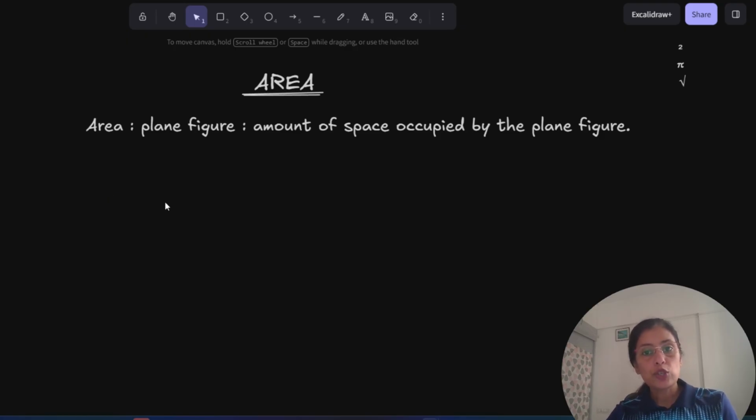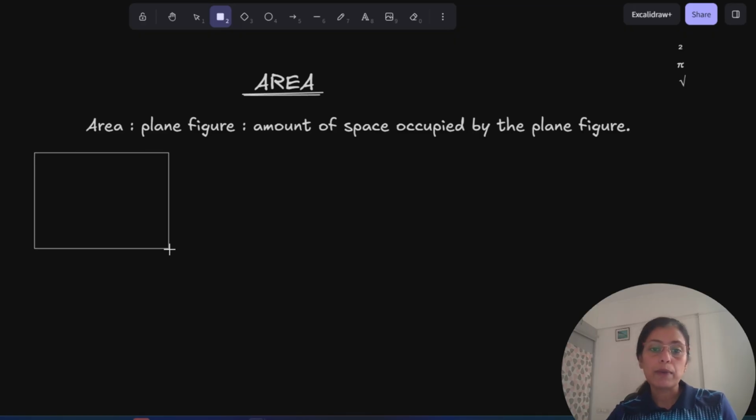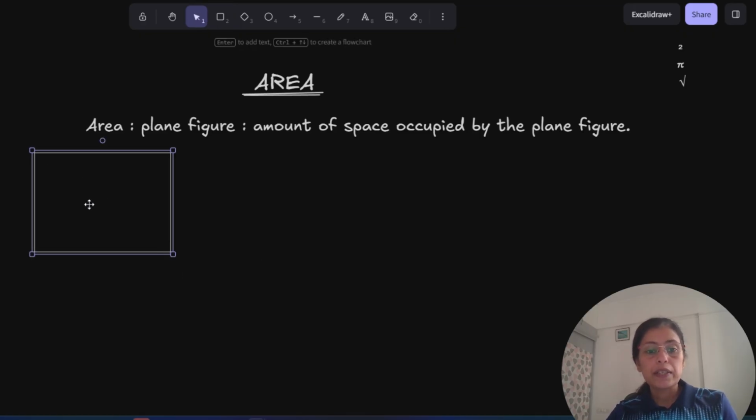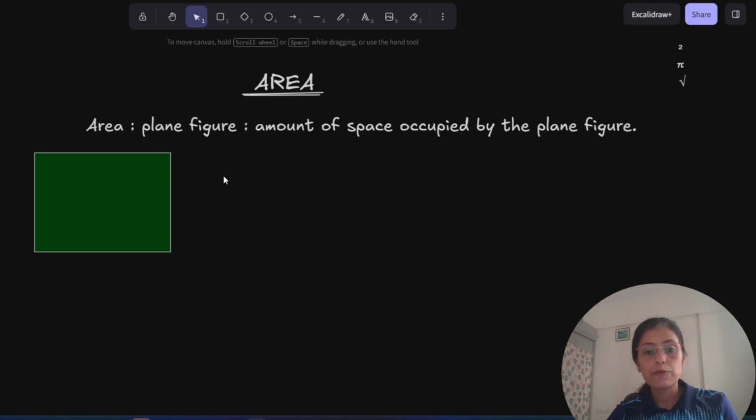For a two-dimensional figure or a figure on a plane surface, what does the concept of area mean? For a plane figure or a two-dimensional figure, the area is the amount of space occupied by the plane figure. For example, if I draw this rectangle, then all this green color inside this rectangle forms the area of the rectangle, right? So this is basically the area of a plane figure.